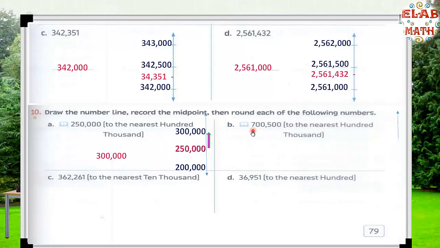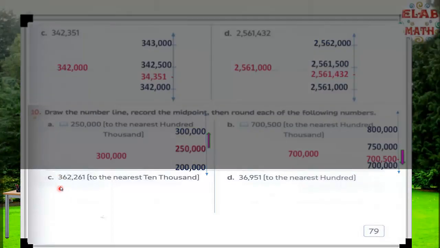Where is 700,000? Here. Write down 700,000 and up write 800,000. Between them write 750,000. Where is your number? 700,500. More than or less than 750,000 here in this place? That means you should round down to be 700,000.